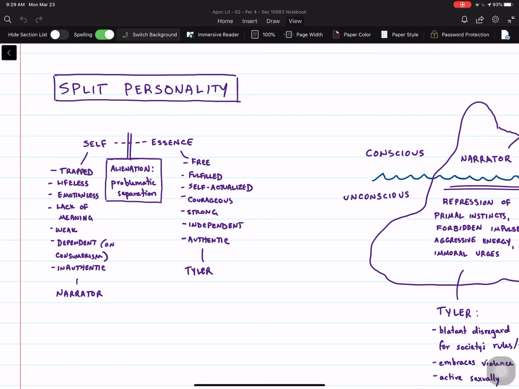So you can see a number of things that are going on here. First, we understand why the narrator is always so tired. When he thinks he's asleep, it's really just Tyler taking over. And second, you can see how this is connecting to those core themes of inauthenticity, right?